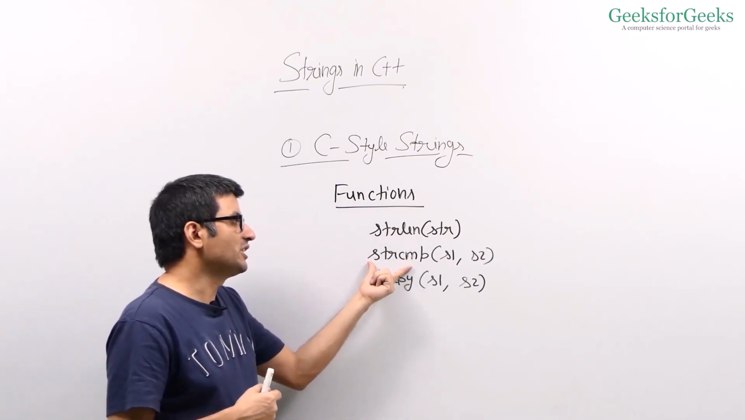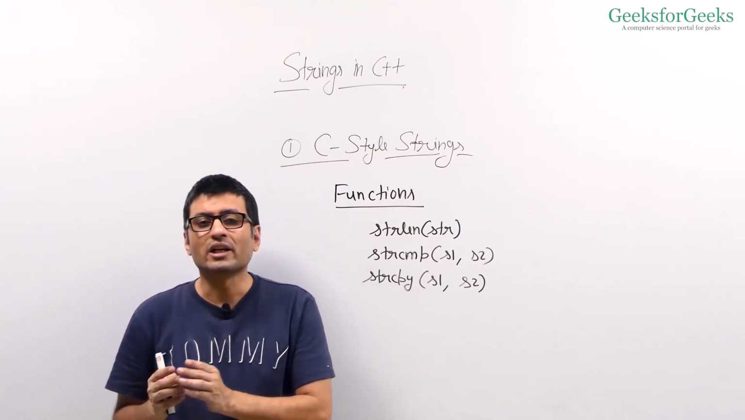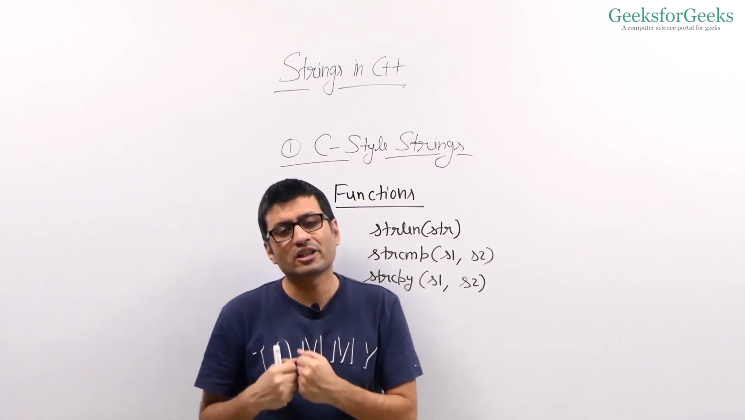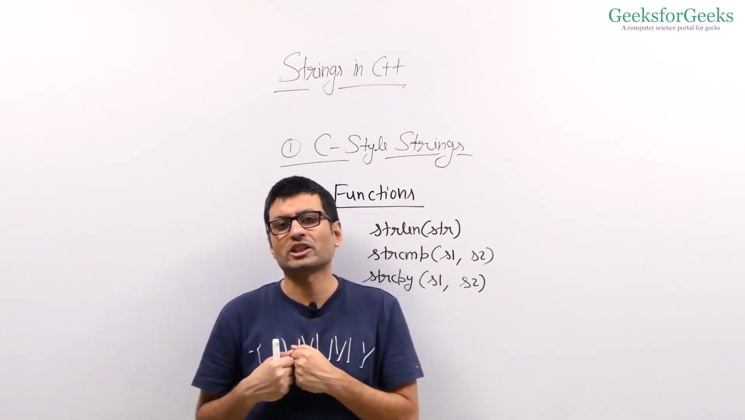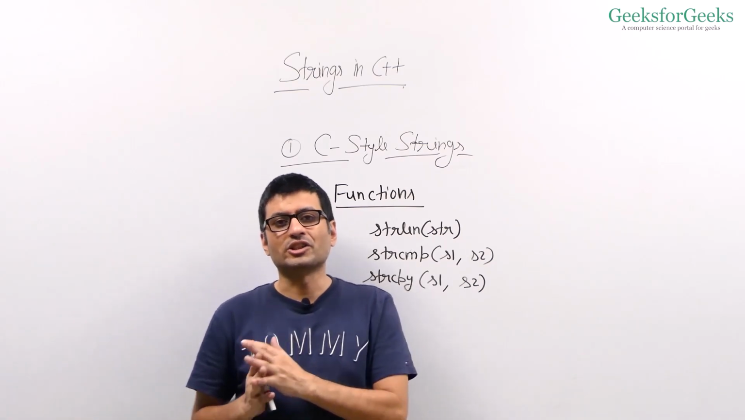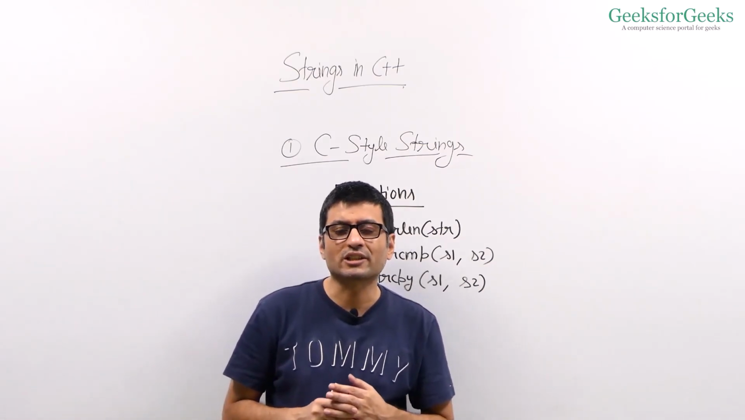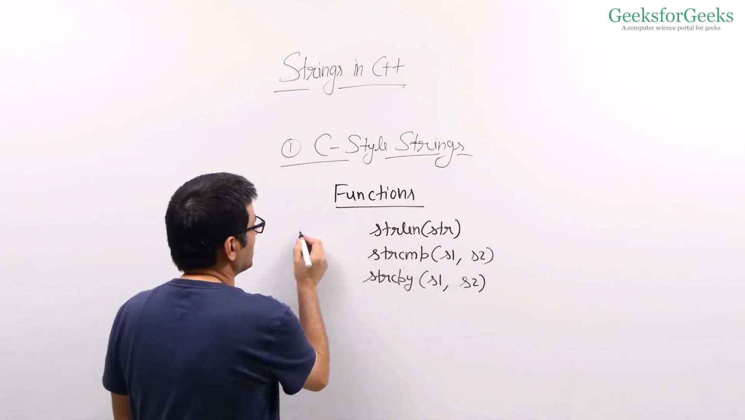Next is strcmp. It compares two strings lexicographically, and if the first string is greater than the second string, then it returns a positive value. If both the strings are lexicographically the same, then it returns 0. And if the first string is lexicographically smaller, then it returns a negative value. Let's do some examples of strcmp.